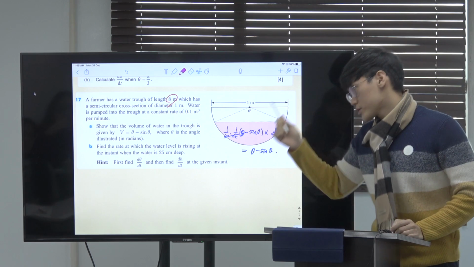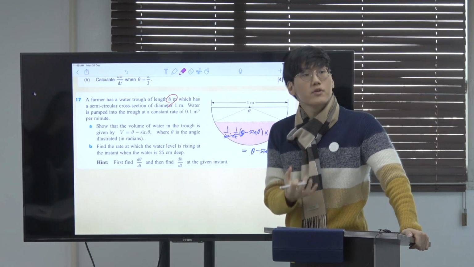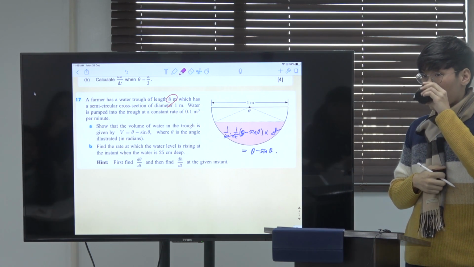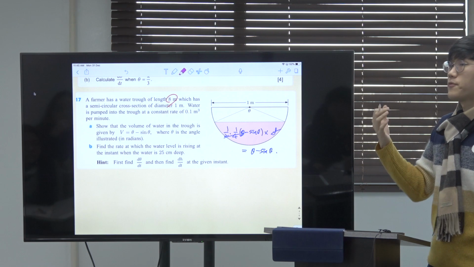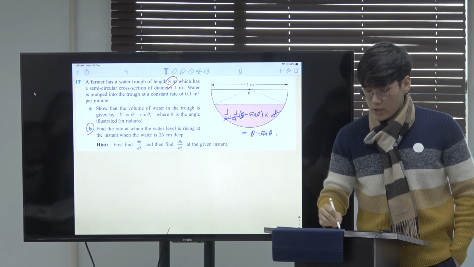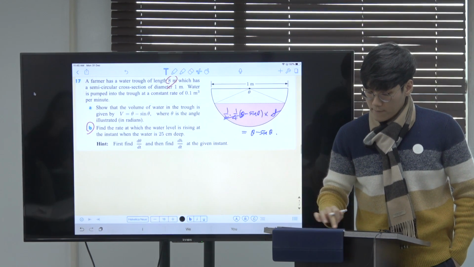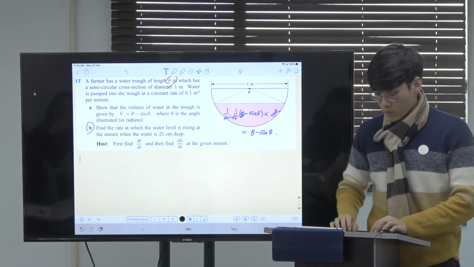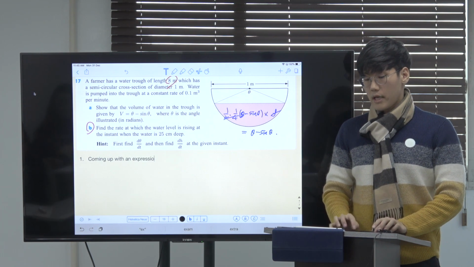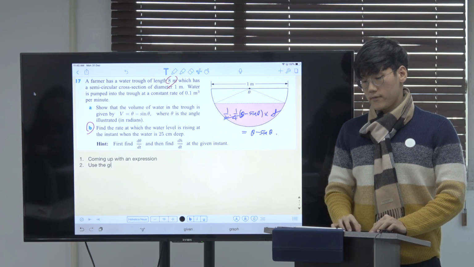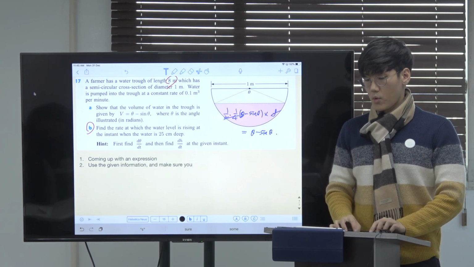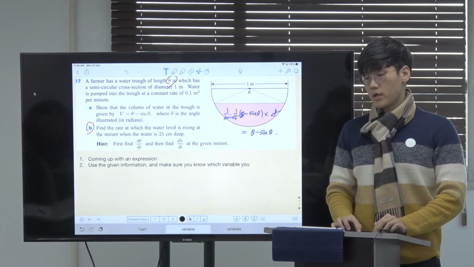But look, let's read the question carefully on B and tell me which rate I'm looking for. What rate am I looking for in B? Related rates, 항상 중요한 게 뭐다? 세 가지가 중요해요. First, what is it? Coming up with an equation, an expression. And second, what is important? Use the given information. And make sure you know which variable you can relate to.